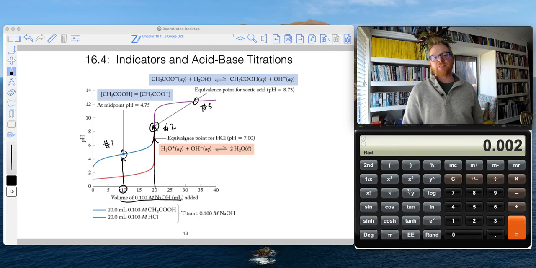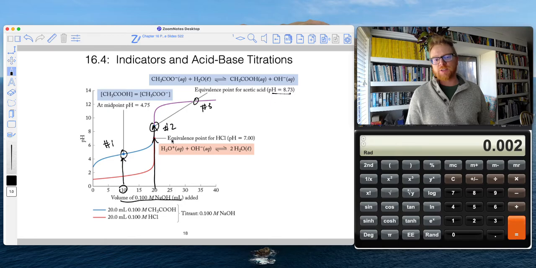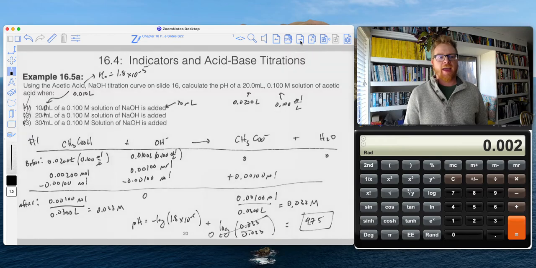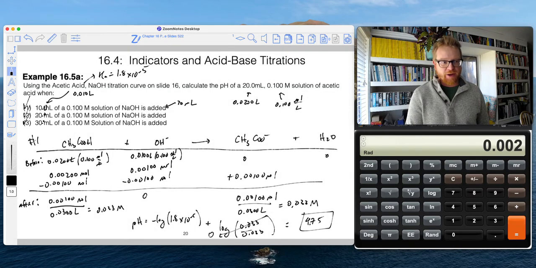We're going to do this equivalence point calculation, number 2. You can see we've already got the answer here. It's supposed to be 8.73. So let's see if we can get to that answer. And on my work here, here it is, number 2.